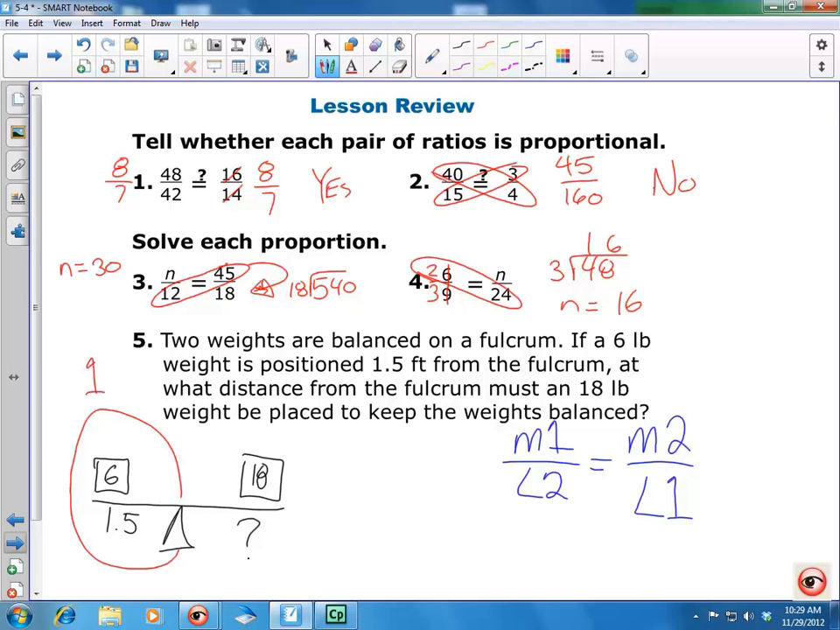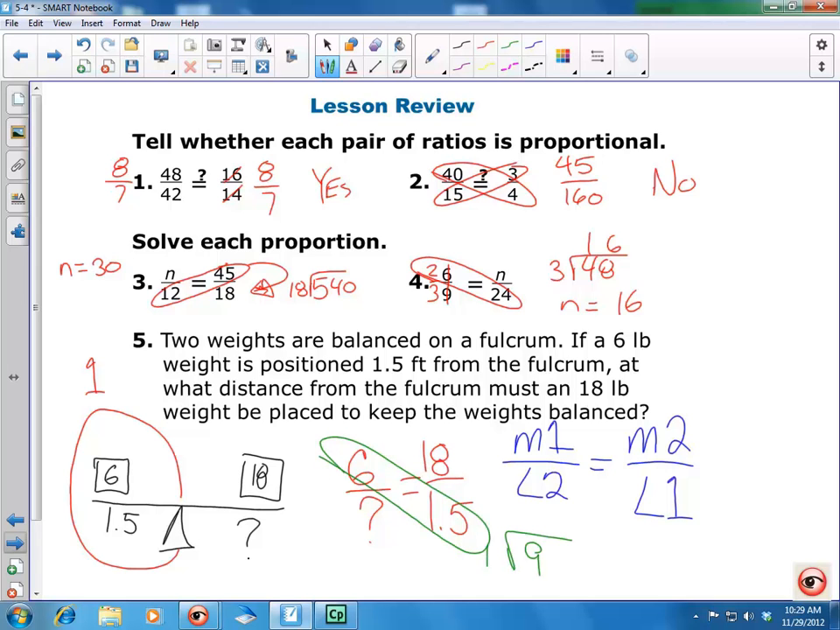Okay, so our mass 1 would be, let's say, 6. Our length 2, what is our length 2? Yeah, we don't know. That's our variable right there. That's what we're trying to find. And that's going to be equal to, what is our mass 2? Yeah, 18. And what is our length 1? Yeah, 1.5. Okay, now we do our cross multiplying and dividing. Okay, 6 times 1.5 gives me, what, 9. Okay, so then I'm going to have 9 divided by 18.